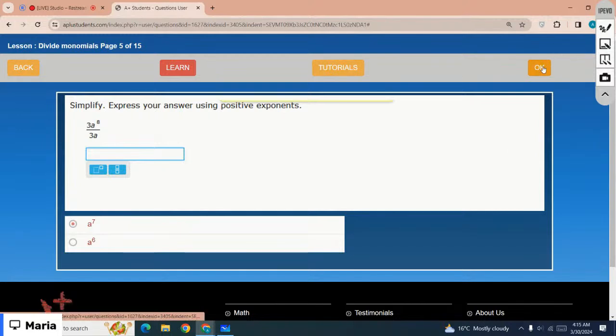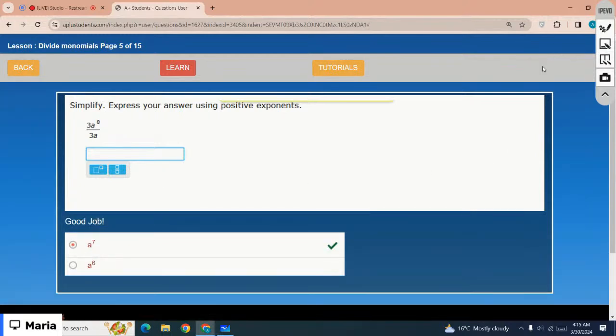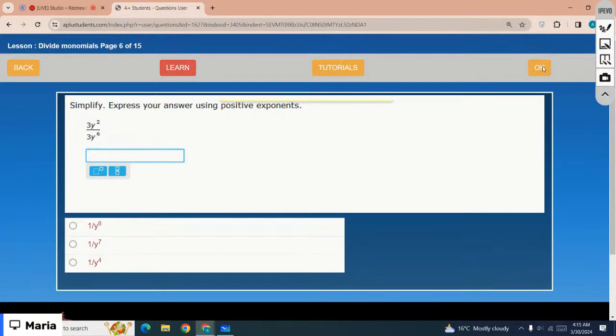Okay, the next one is 3y square divided by 3y6. So which is the correct option? Yes, the correct option is 1 divided by y4. The option number 3 is the correct option, right? 1 over y4 is the correct one.